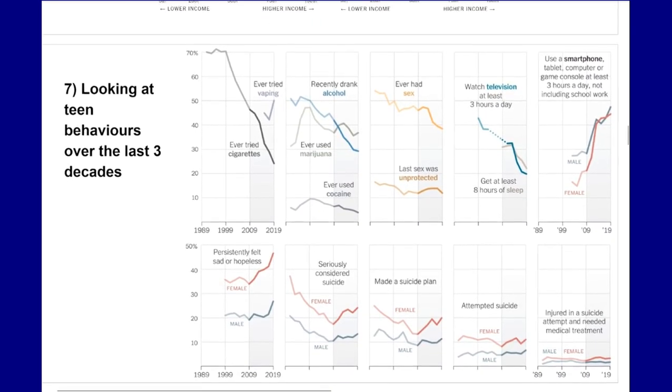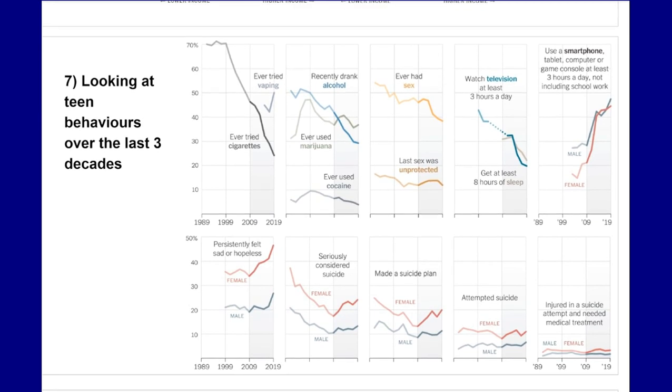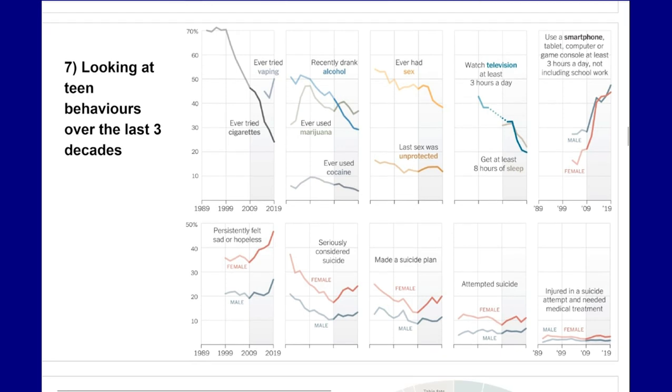Number 7, looking at teen behaviors over the last 3 decades. One is looking at vaping and cigarettes, one at substance abuse, one at sexual activity, television, smartphones, emotions and feelings, and so on. So take a look at these graphs. What conclusions can you make? Maybe again, why might we see this data? Or what can we use this data for? Things like that.